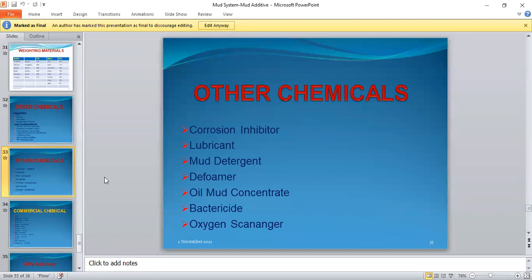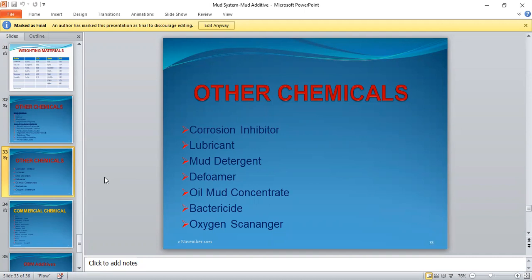Oil mud concentrate. Oil mud concentrate means you have some oil mud whose quality is very good. You can decide to put it in your WBM to give you a particular effect that you need, or put it in your OBM.